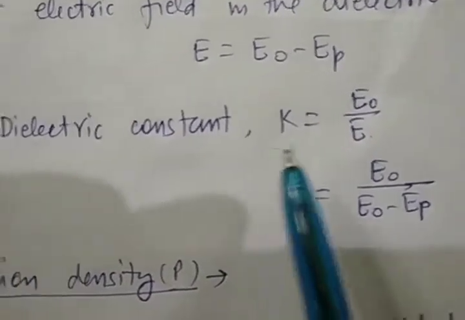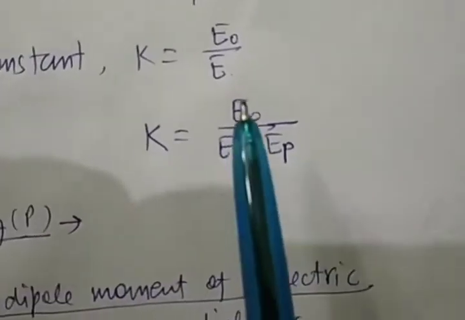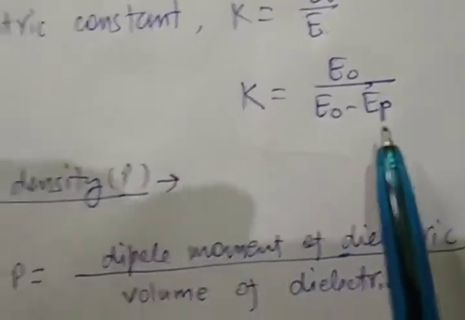The dielectric constant can be given as E naught upon E. Finally, we get E naught upon E naught minus EP.